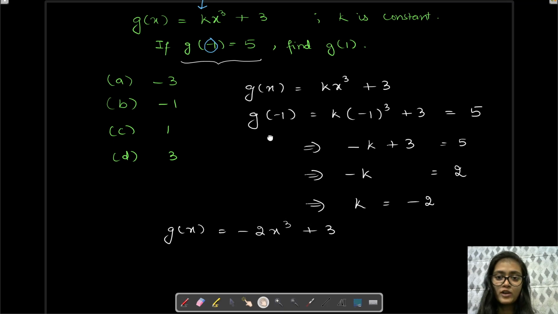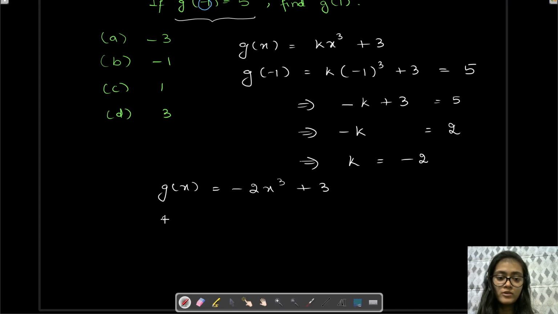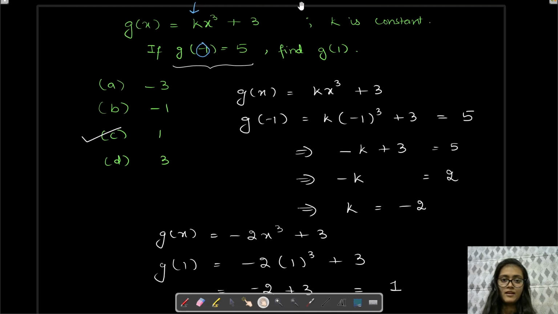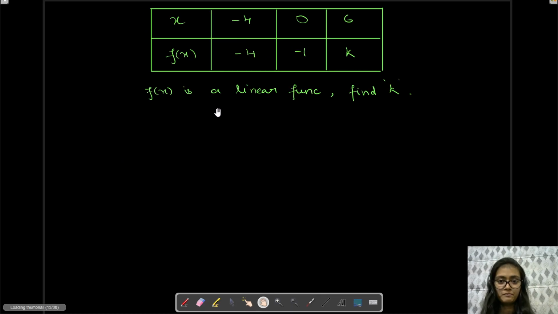And now we have to find out the value of g of 1. So let's substitute x equals 1. So g of 1 is equal to negative 2 times 1 cubed plus 3. 1 cubed is just 1, so 1 times negative 2 is negative 2 plus 3. So negative 2 plus 3 is just 1. So option C is correct. This is another type in which some output value can be given, and you have to find out the output for some other input. Let's see the next one.